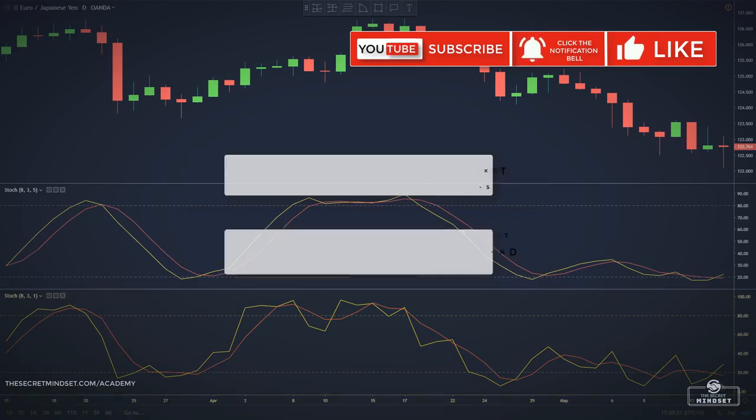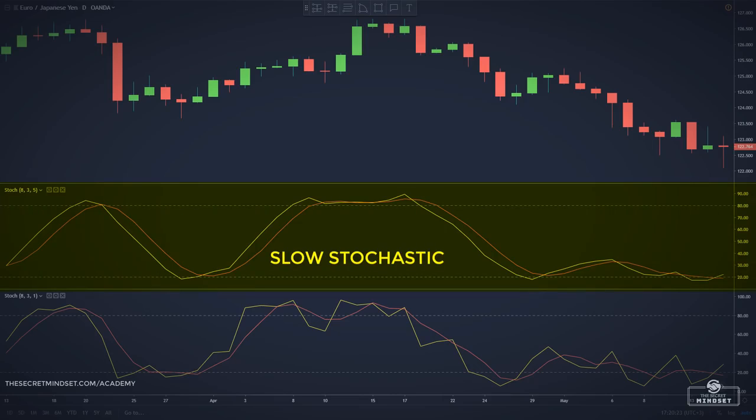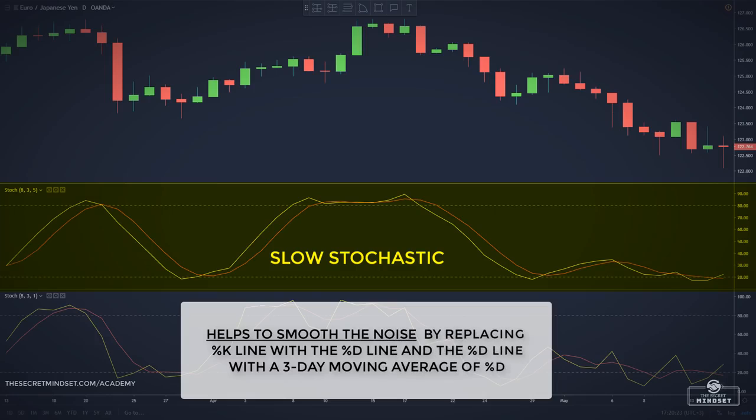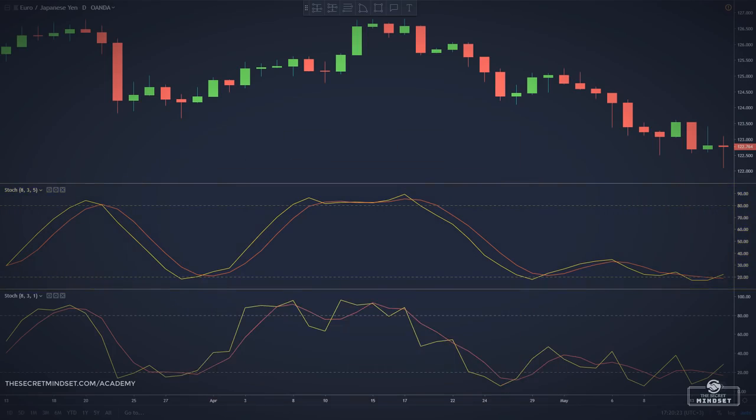In order to manage the signal in a more efficient way, the slow stochastic oscillator was developed. The slow stochastic oscillator helps to smooth the noise and replaces the K% with the D% line and replaces the D% line with a 3-day moving average of the D%. Slow stochastic oscillator was basically designed to reduce volatility, but in a strong trending market suffers from the same problem as the fast one. It offers many false signals.